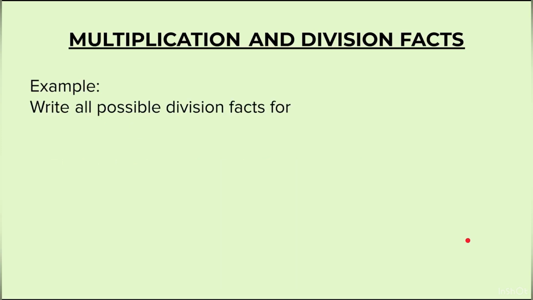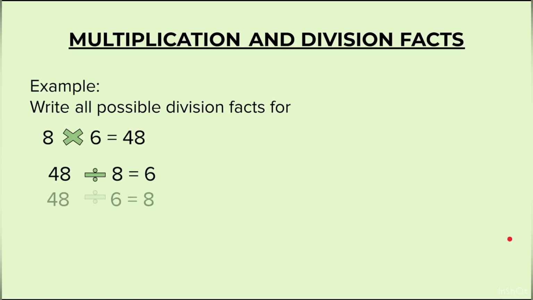One example: write all possible division facts for 8 into 6 is equal to 48. So this is how you will get a question and you have to answer it like this. 48 divided by 8 is equal to 6. And the other division fact will be 48 divided by 6 is equal to 8.